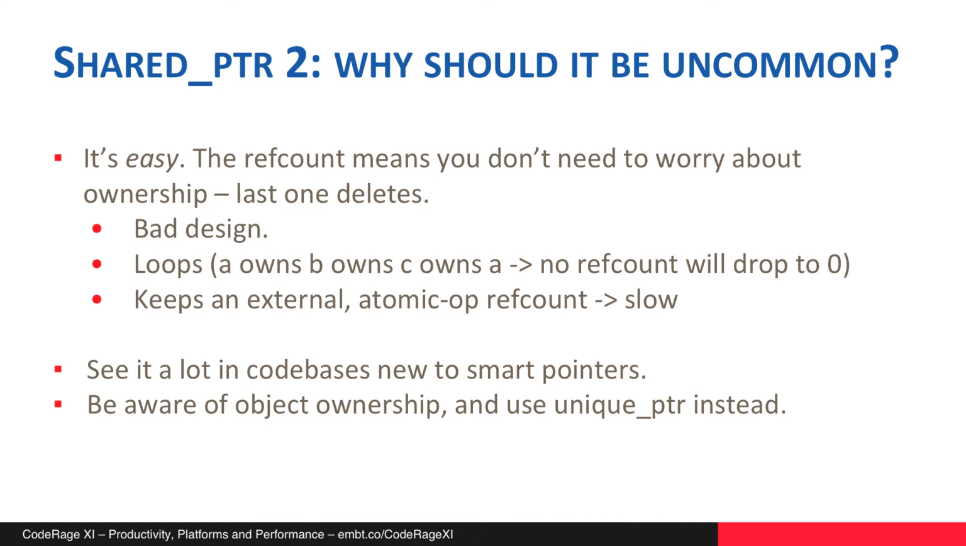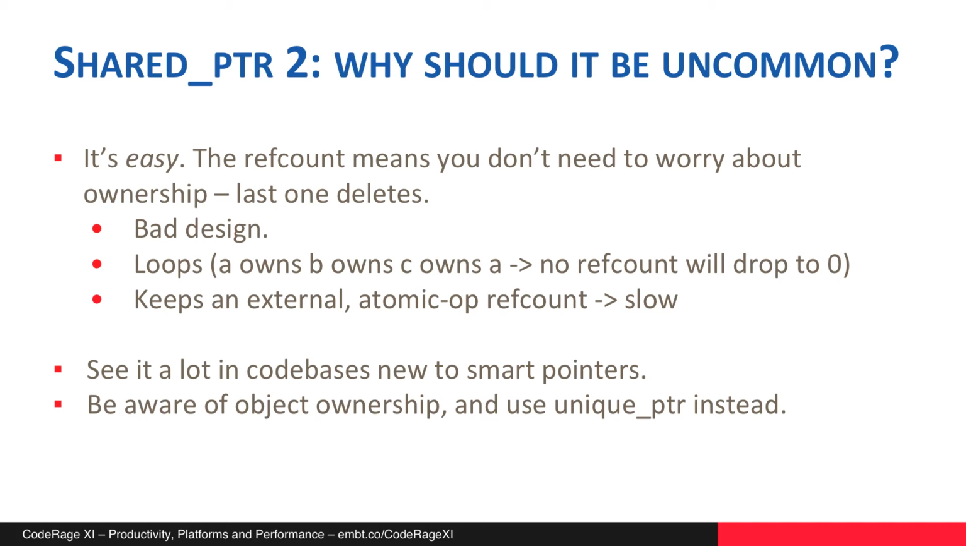The first is a reference loop. So A owns B, which owns C, which owns A, and no ref count there will ever drop to 0. And the second, which is important in a language like C++, which is often very optimization focused, is that as well as the ref count being an atomic operation, which is useful for thread safety, as I mentioned before, atomic operations are a bit slower than normal, and the reference count is kept externally as well. Obviously, you can't add the reference count to the actual object or pointer itself. And that means that using shared pointer can be slower.